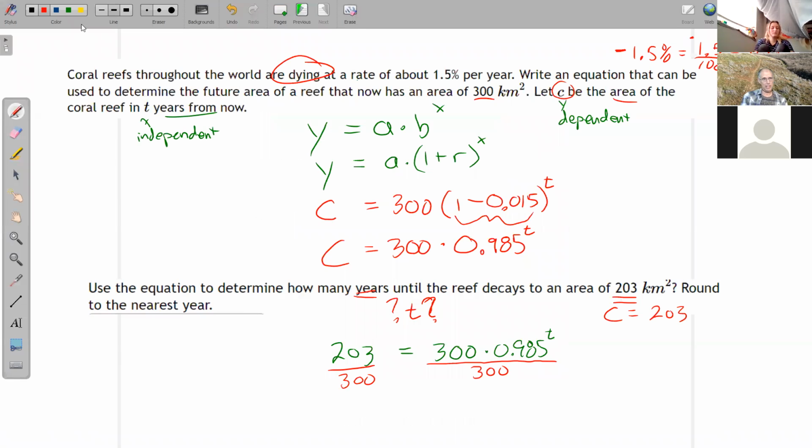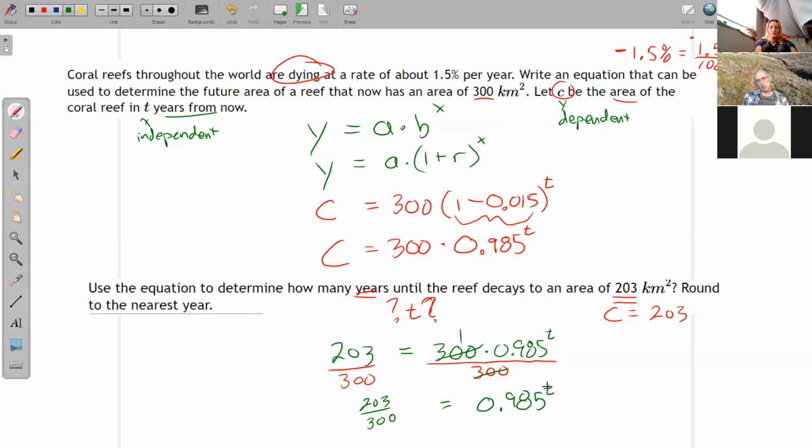But on the right side, I can definitely clean things up a bit, because 300 divided by 300 is 1. 1 times 0.985t is just 0.985t. Oops, missed digits. And on the other side, I'm just going to leave it as 203 over 300. If you wanted to write down all those decimal places, that's cool too. But if you rounded it to like 2 decimal places, you might get too much rounding error in your answer by rounding twice.